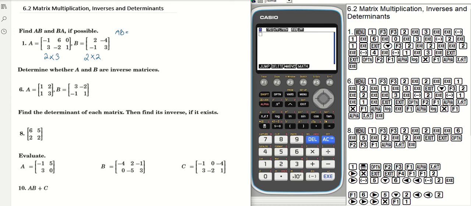The dimension of A is 2 by 3. The dimension of matrix B is 2 by 2. The column of matrix A is 3. The row of matrix B is 2. Since they have different numbers, it's not possible to multiply A multiply B.